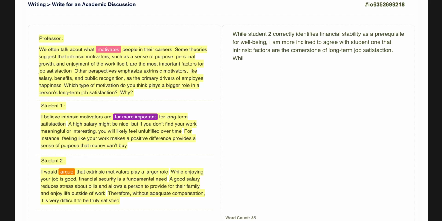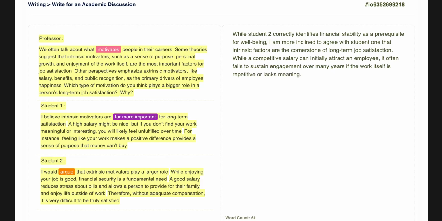While a competitive salary can initially attract an employee, it often fails to sustain engagement over many years if the work itself is repetitive or lacks meaning. Now we add a deeper layer to the argument. We start with, while a competitive salary can initially attract an employee, which admits that money matters at first, but we quickly pivot to the long-term reality. It often fails to sustain engagement over many years if the work itself is repetitive or lacks meaning. This explains why money isn't enough for the long haul. This logical contrast strengthens your score in coherence and development.